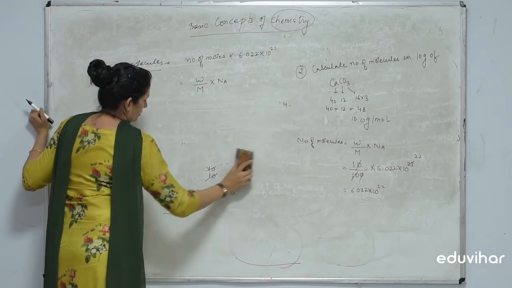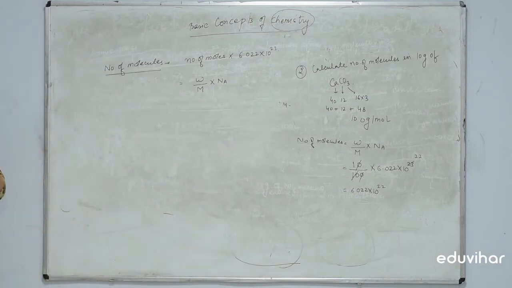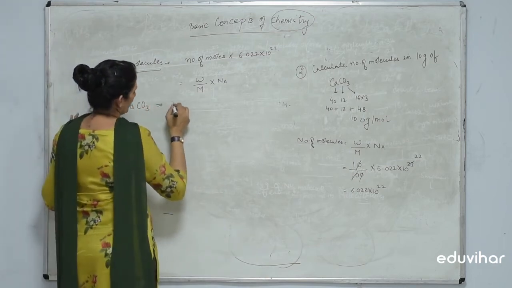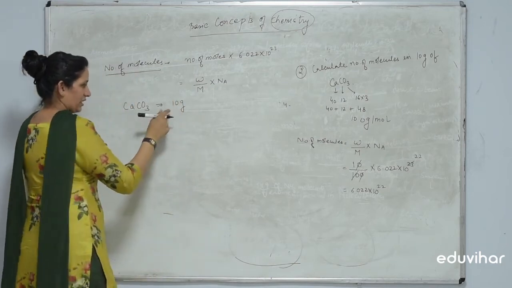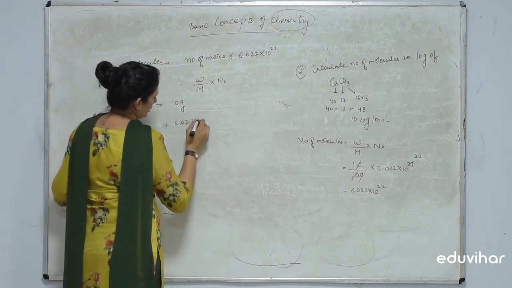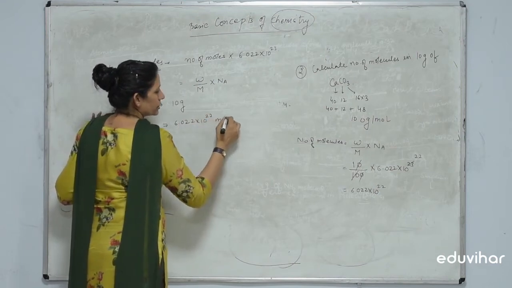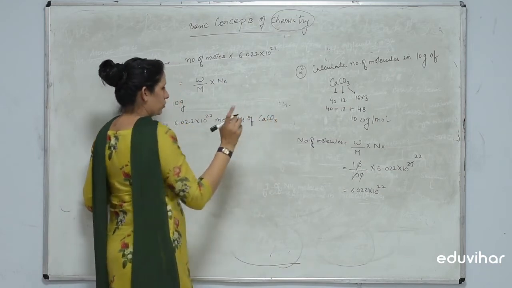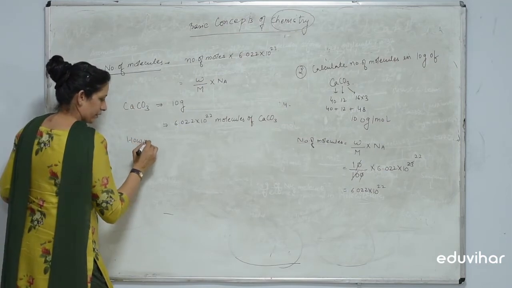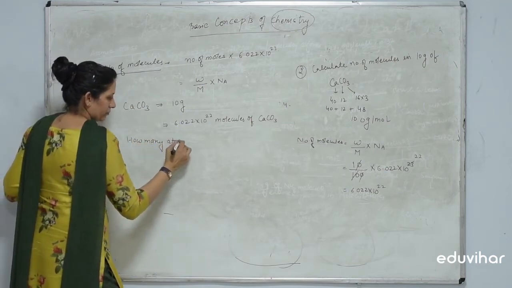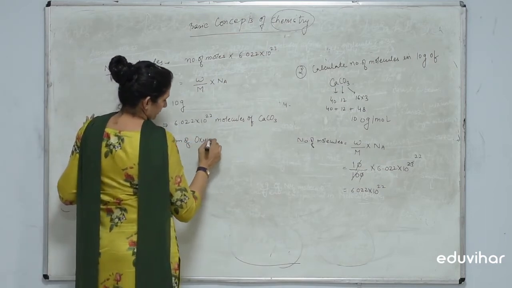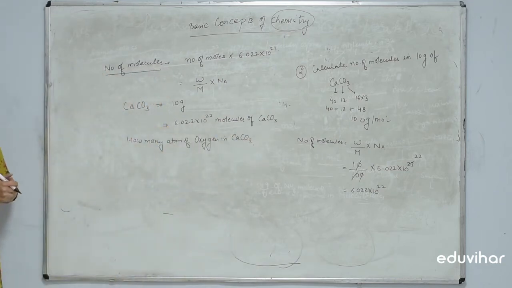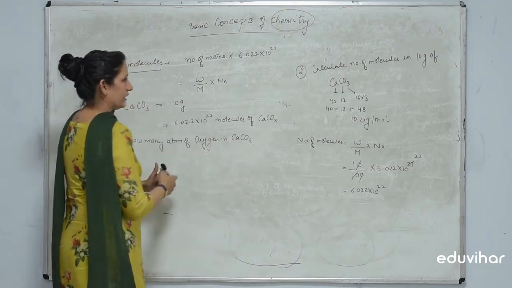Now the next question arises. Please listen to this carefully and understand it. I have calcium carbonate, and the amount of this is 10 gram. In this 10 gram I have 6.022 into 10 to the power 22 molecules of calcium carbonate. My question is, how many atoms of oxygen are in calcium carbonate?